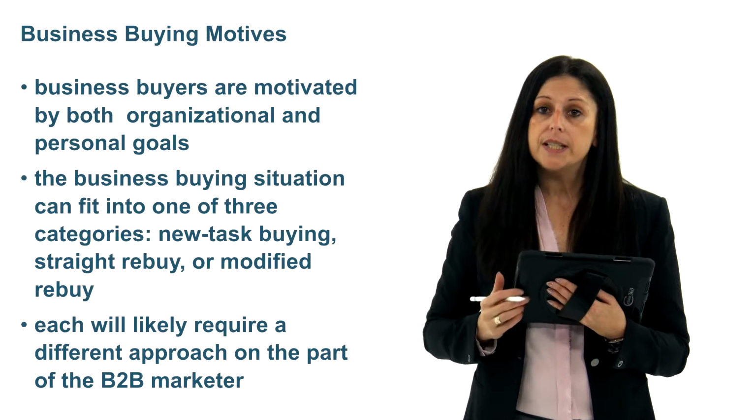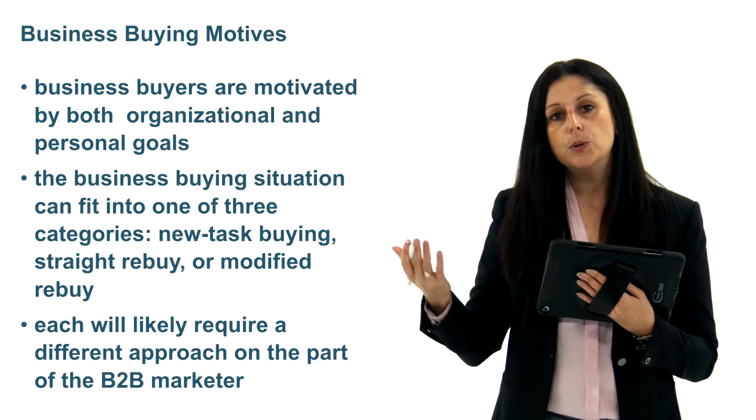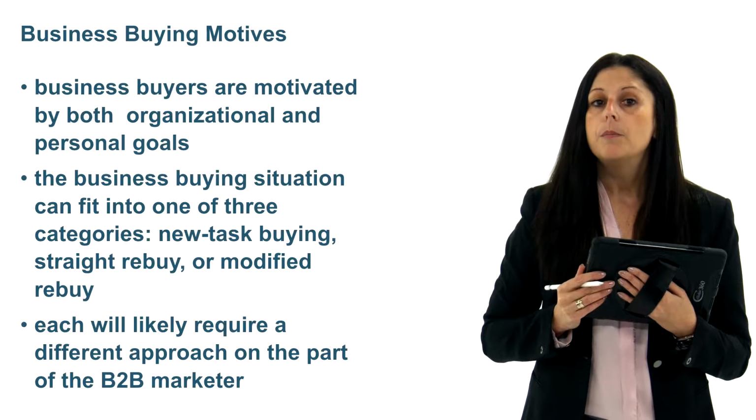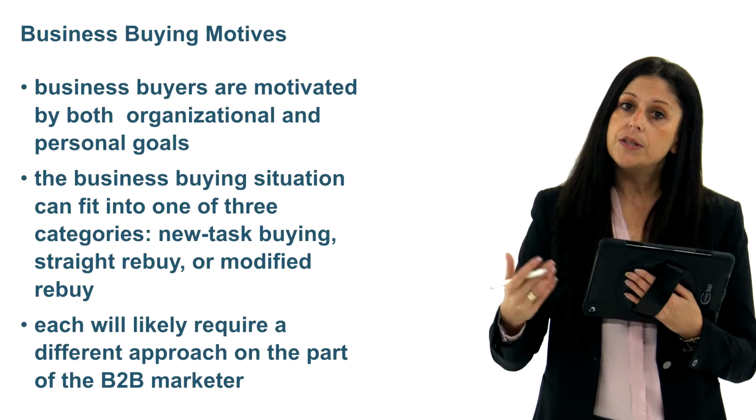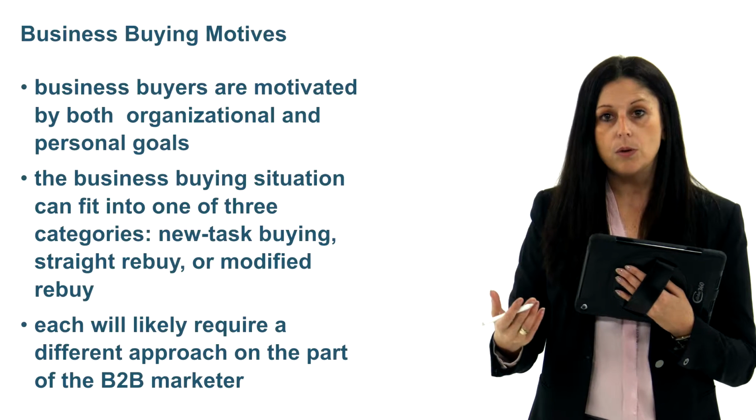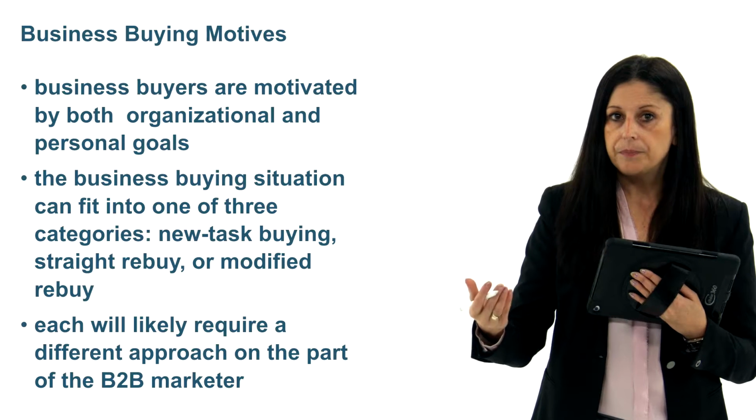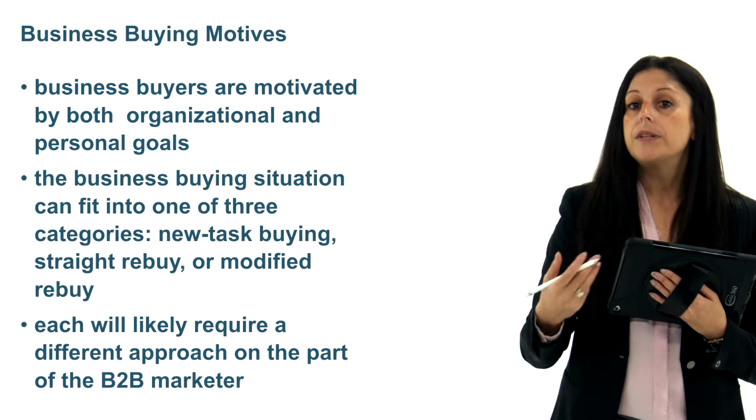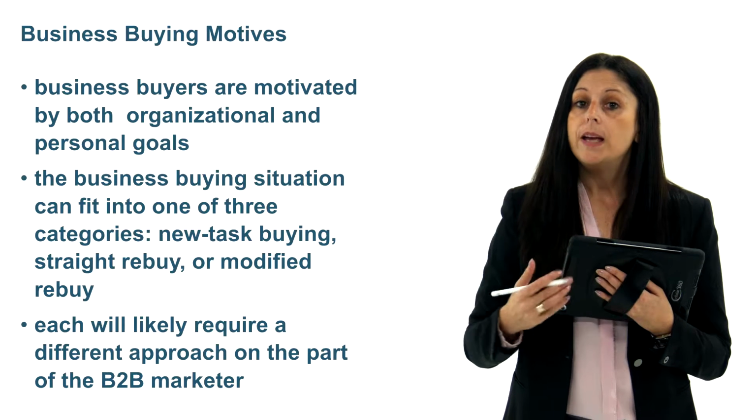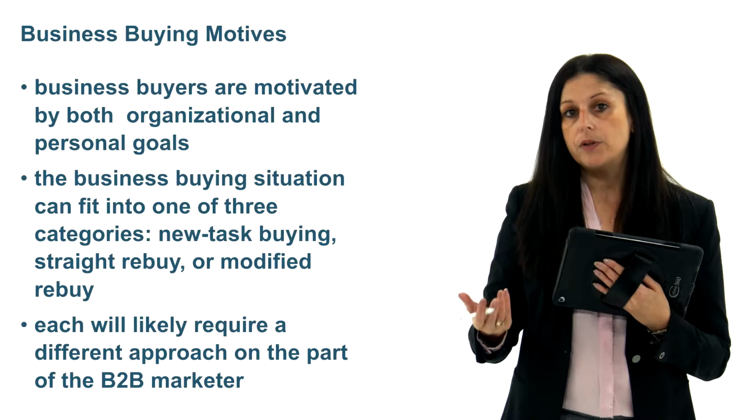So what motivates a business to buy a product? It's a little bit similar to the consumer, which has to do with personal goals, but usually it has to do with organizational goals. The organization has objectives and goals, and they also have a current state and a desired end state. So there are usually three types of tasks that will motivate an organization to buy: a new task buying, a straight rebuy, or a modified rebuy.